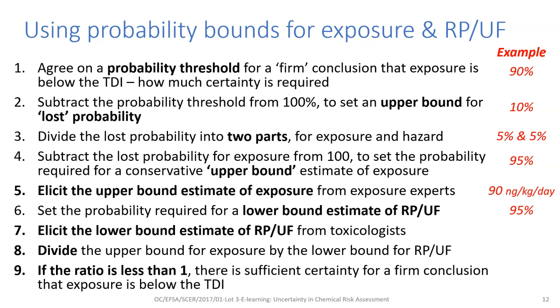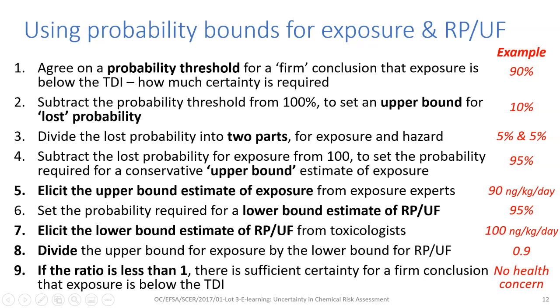We also need a 95% lower bound for RP over UF, and let's suppose the toxicologists judge this to be 100 nanograms per kilogram body weight per day. This gives us a ratio of 0.9, which is less than 1, so we can conclude there is no health concern. If the ratio was a little above 1, it might be worth repeating the probability bounds analysis with a different split of the lost probability, giving more of it to the part of the assessment, exposure or hazard, which you think is more uncertain.